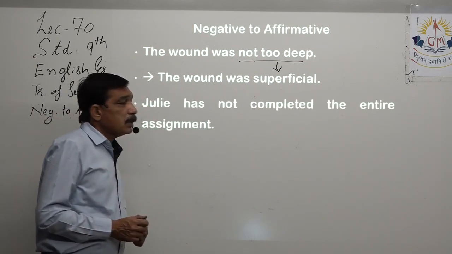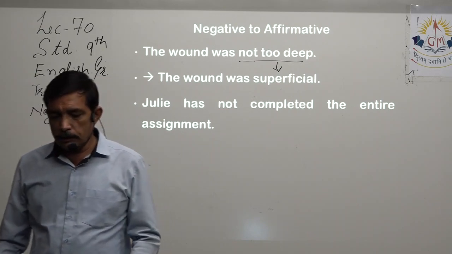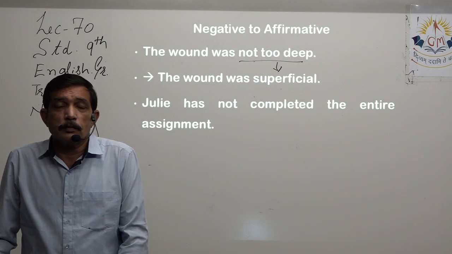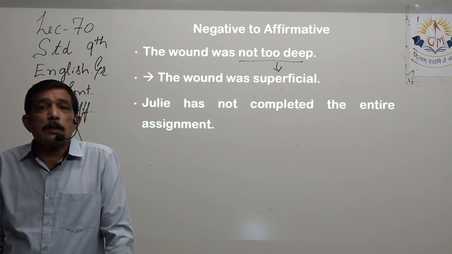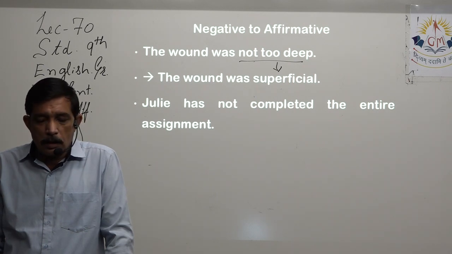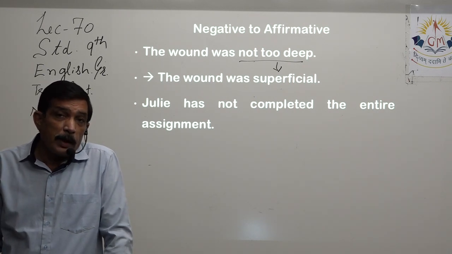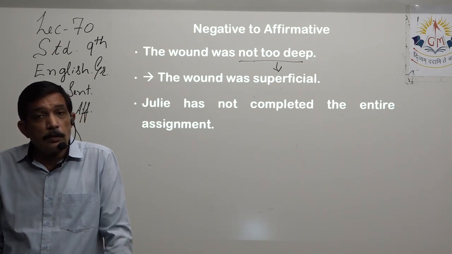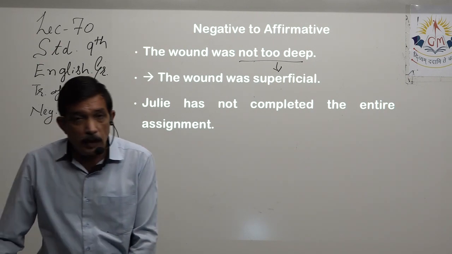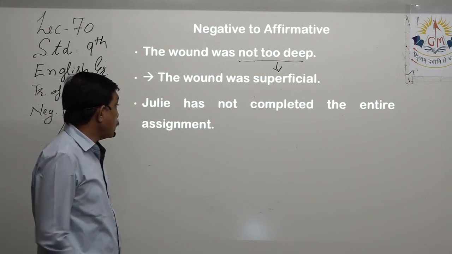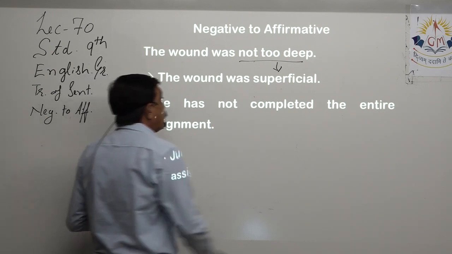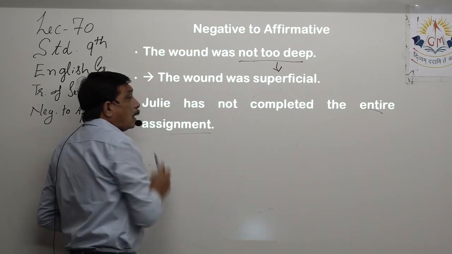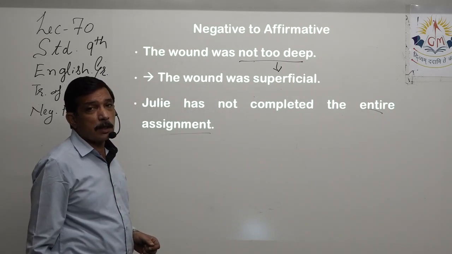Julie has not completed the entire assignment. Please note down the sentence. Try to do it on your own. The answer is not too difficult. Don't try to make it more complicated. Try to use common sense. What does the sentence mean to say? Julie has not completed the entire assignment. Here, the entire assignment is not complete. A little bit is complete, and that means partial.